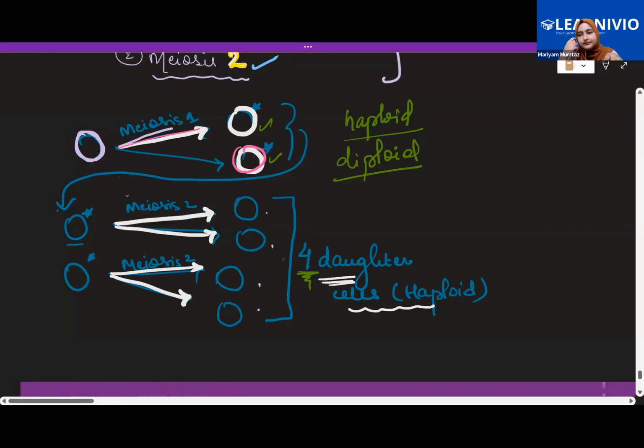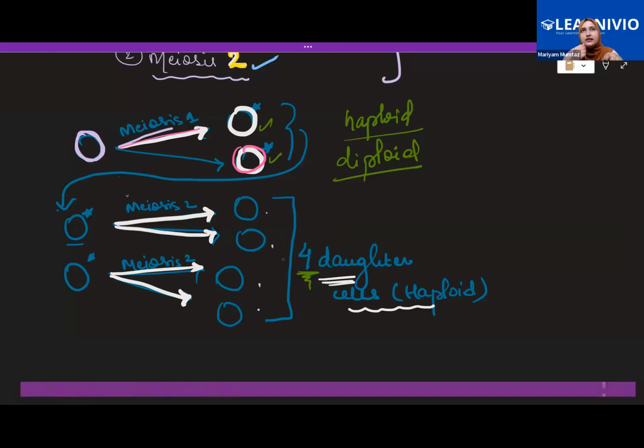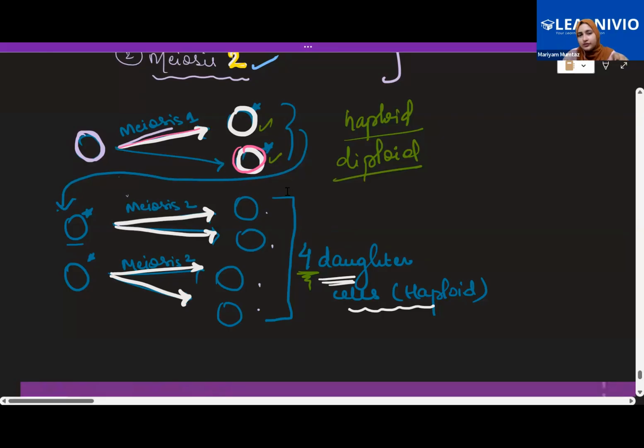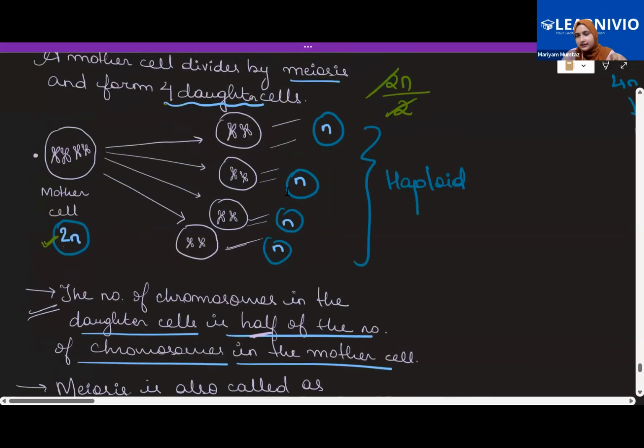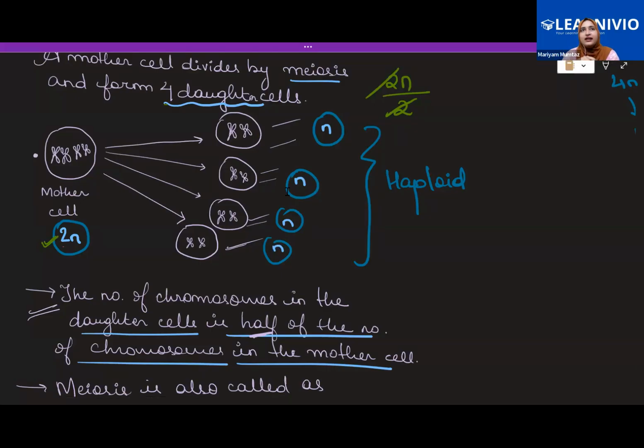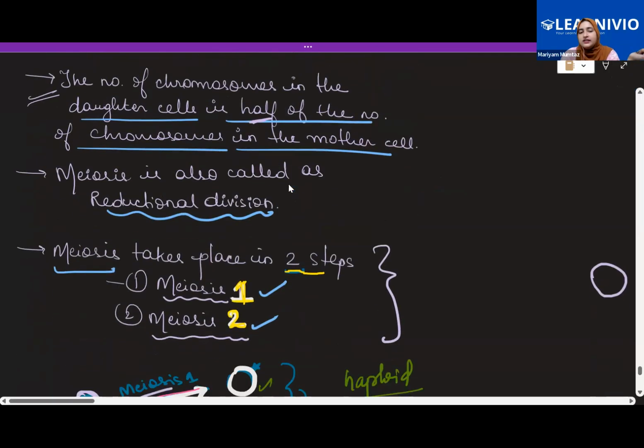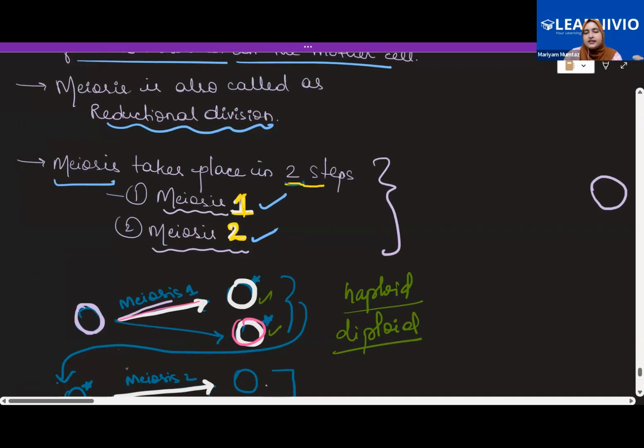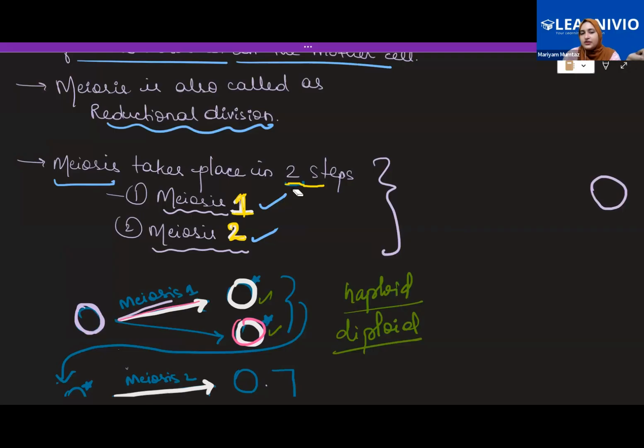Can you repeat the previous one? See, since the number of chromosomes in the daughter cells is half the number of chromosomes in the mother cell, that is the reason why we call meiosis the reductional division, because the number of chromosomes is getting reduced. Clear? Now meiosis takes place in two steps, that is meiosis 1 and meiosis 2.